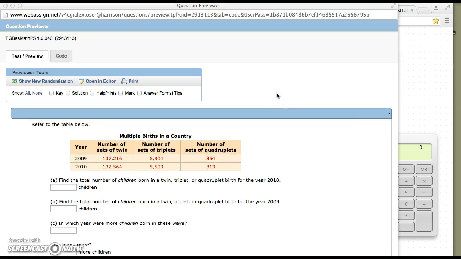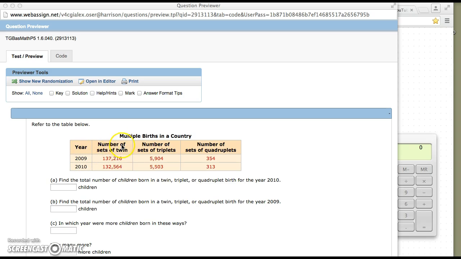All right, so we're going to take a look here at problem number 3 from the week 2 homework assignment. We're asked to refer to this table, which tells us about multiple births in a country. Notice that our table contains 4 columns and 2 rows. The first column just tells us about a year, 2009 and 2010.